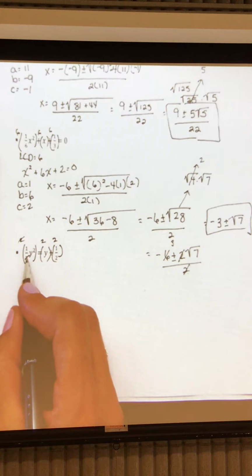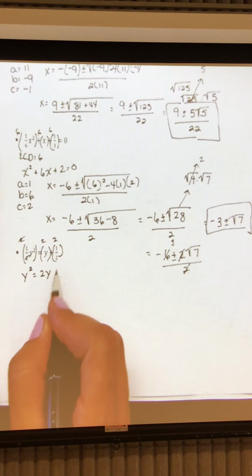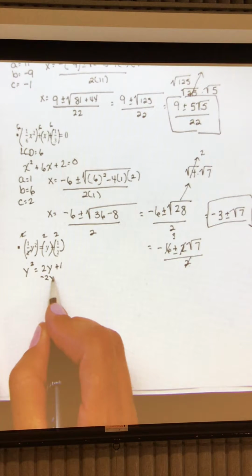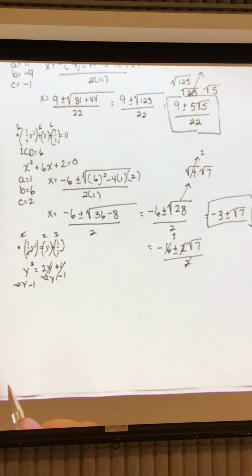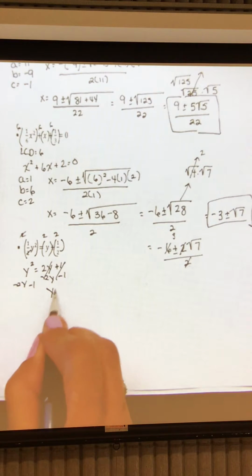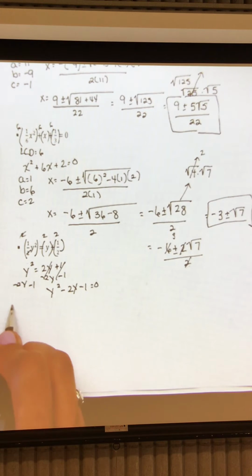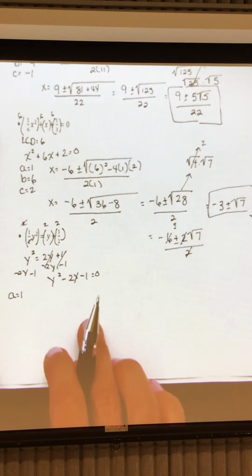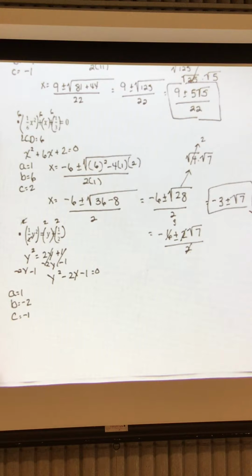So we have 2 times 1 divided by 2, which is y squared, is equal to 2y plus 1. So writing that in standard form, let's bring everything over to the left. So that cancels out. We have y squared minus 2y minus 1 equals 0. And therefore we can determine what our variables are. Our a is 1, our b is negative 2, and our c is negative 1.